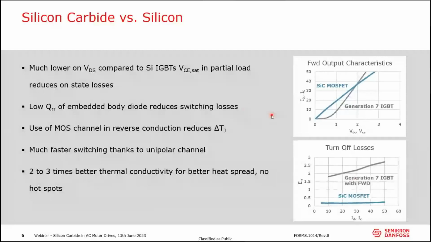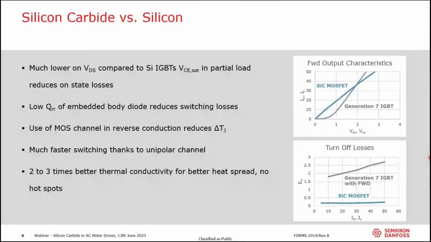Third point here, when we use silicon carbide MOSFETs, then we use the MOS channel for both directions, for reverse conduction and forward conduction. And that means, in the end, the delta T junction is lower in the MOSFET than in the IGBT, and that contributes to lifetime. We can switch the silicon carbide MOSFETs much faster than we can do with IGBTs. We don't have to. Some applications and drives don't allow that. We will come to that later, but we can if we want.